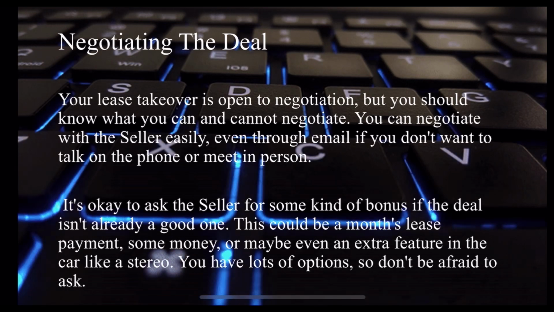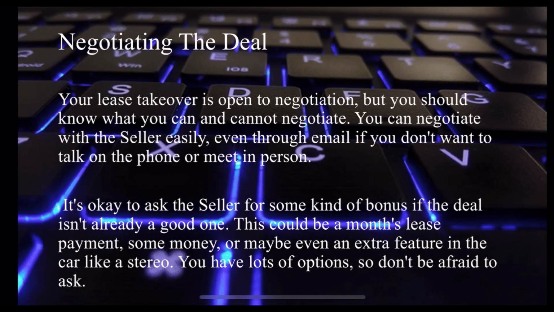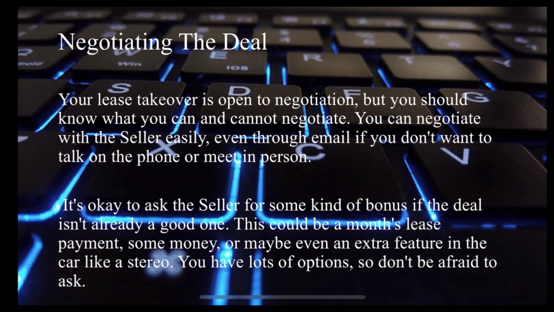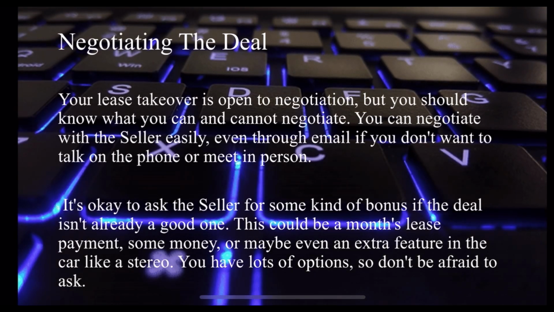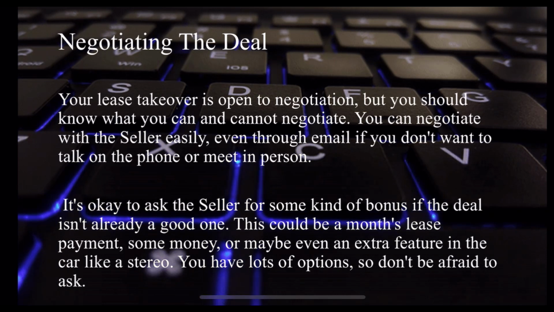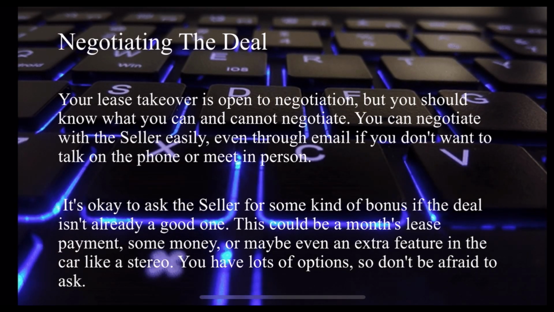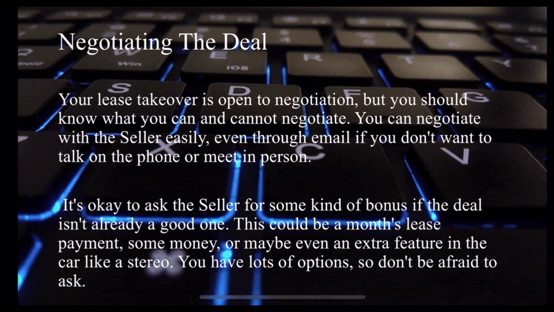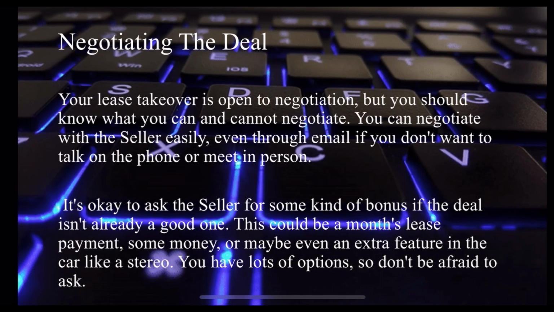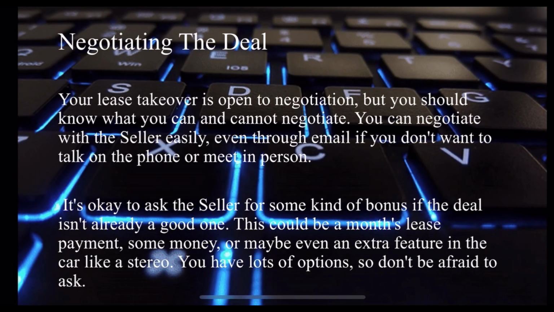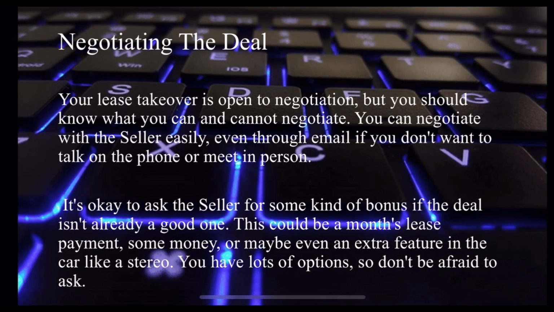So your lease takeover is open to negotiation, so remember that. But you should know what you can and cannot negotiate. You can negotiate with the seller easily, even through email, if you don't want to talk on the phone or meet in person. Sometimes you can't meet in person if the person is not in the same area. So it's okay to ask the seller for some kind of a bonus if the deal isn't already a good one. This could be a month's lease payment, some money, or maybe even an extra feature in the car, like a stereo. You have lots of options, so don't be afraid to ask.